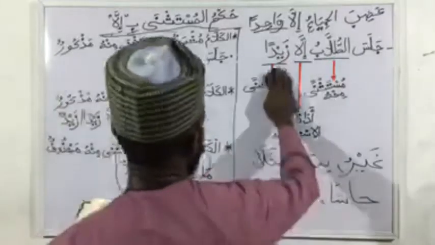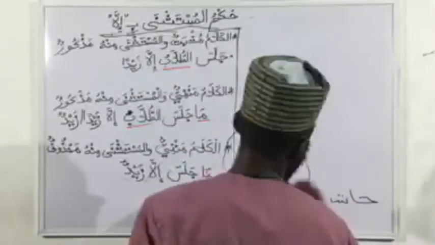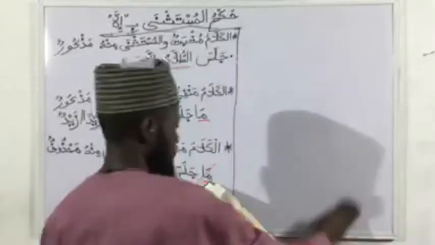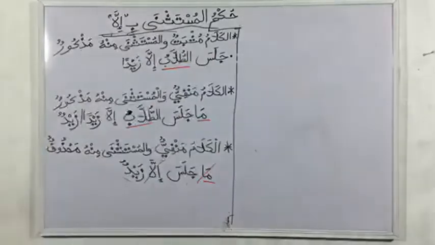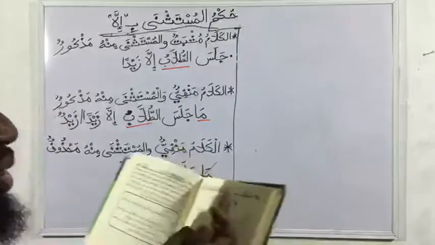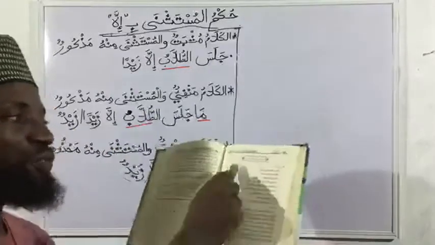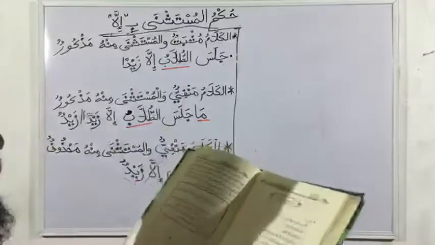So let us look at some examples from the book. That is our Kitabul Muqarrar, our Nahw class book. With the one with me, it is page 256. It depends on the page. Just follow the topic if you want to check it from your own book.